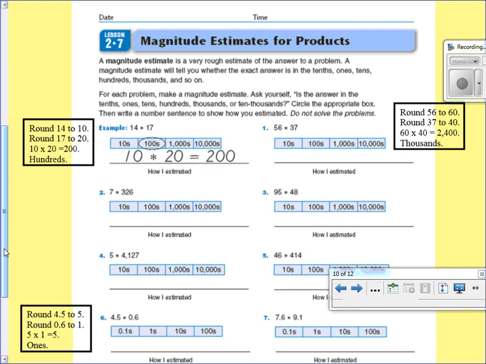Time it's going to look like this. Here's your magnitude estimate bar that I'm talking about. Okay. So in this example here, they took 14. They rounded it down to 10 because this 4 is less than 5. 17, they rounded up to 20. 10 times 20 is 200, so they're circling the hundreds. This will make sense for tomorrow.